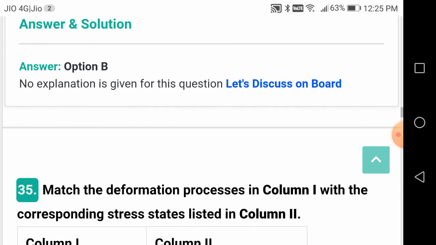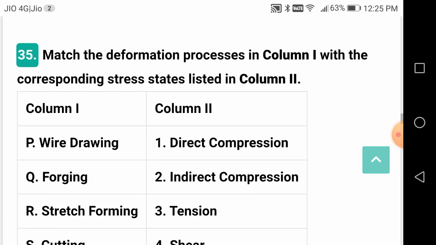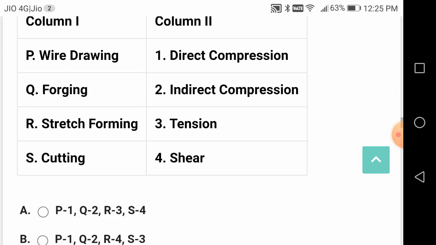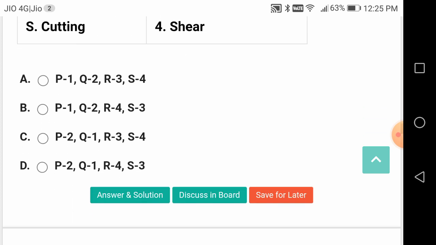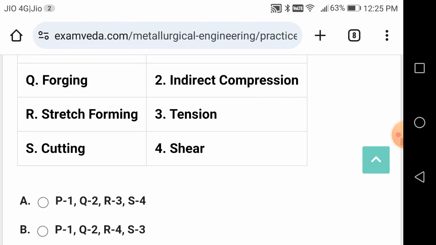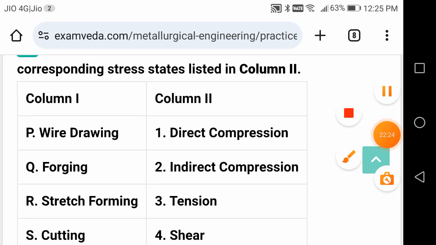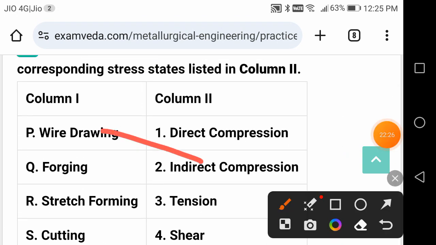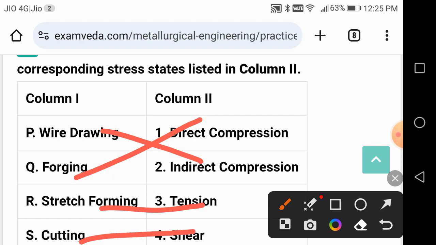Defect versus manufacturing process. Column 1 with the corresponding stresses, deformation process stresses. Okay, this is a good question friends. Let us see. C, 2134. 2, 1, 3, 4. Wire drawing indirect compression, forging direct compression, stretch forming tension, cutting shear.